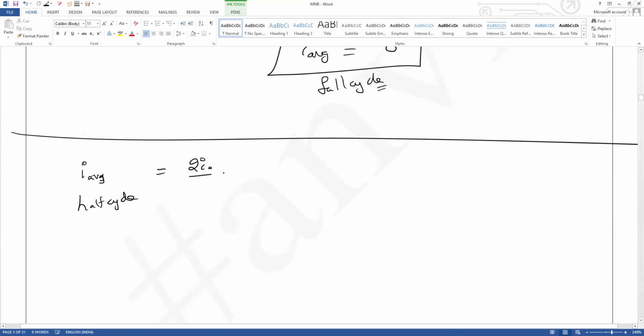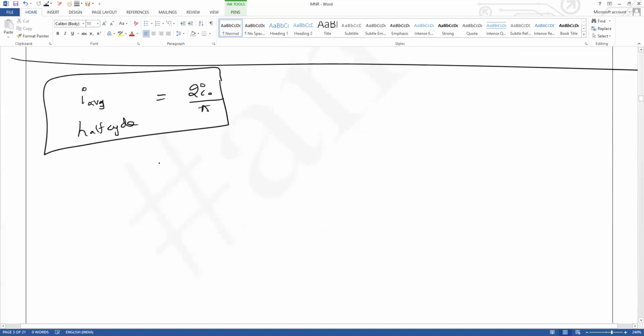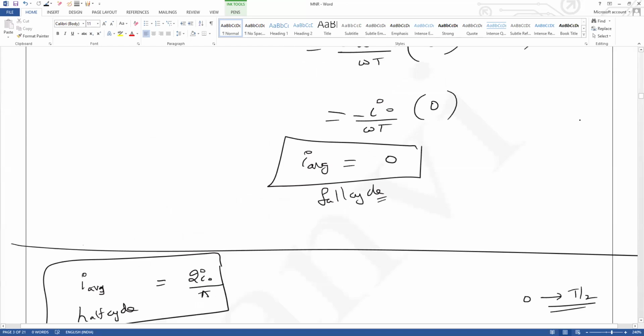So what is the formula? You all know that: 2 I naught divided by pi. Yes, pi. So half cycle means the time period is what? 0 to T, or T by 2? Half cycle, T by 2. Okay, I'm going back again.